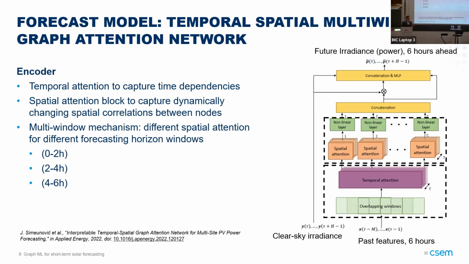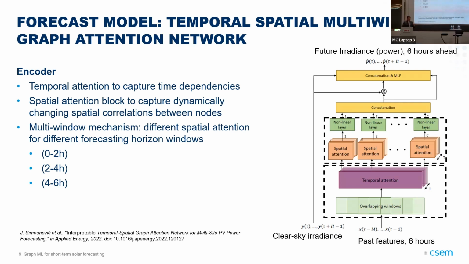Instead of a regular multi-head attention, or it's a multi-head attention, but each head is focused on one part of the forecasting horizon. For example, if in this case we have 6 hours ahead, we divide the forecast horizon into chunks of 2 hours: the first 2 hours, then from 2 to 4 hours, and then 4 to 6 hours. And each attention head focuses on one of these horizon chunks.